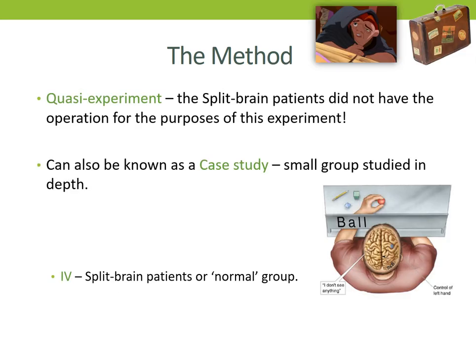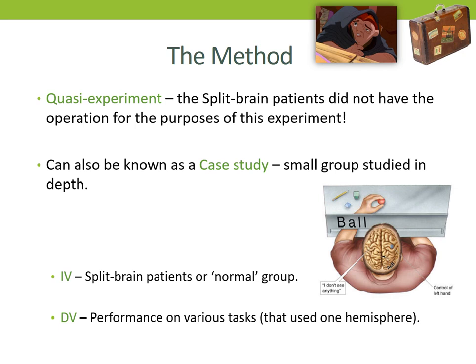So the method, it's a quasi experiment. So the patients did not have the split brain for the purpose of the experiment. These participants had already had their split brain surgeries because of their epilepsy. Okay, so it makes it a quasi. The independent variable is naturally occurring, as the independent variable is the split brain or not. It can also be known as a case study sometimes, because it's a review of a small group of people and what they can and can't do. And the DV there is the performance on various tasks that are using one hemisphere or the other.